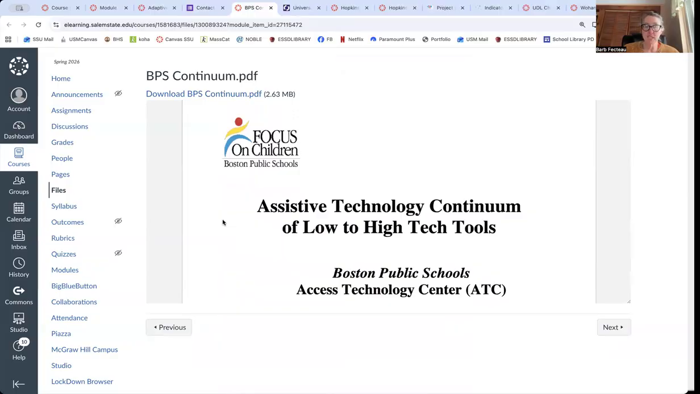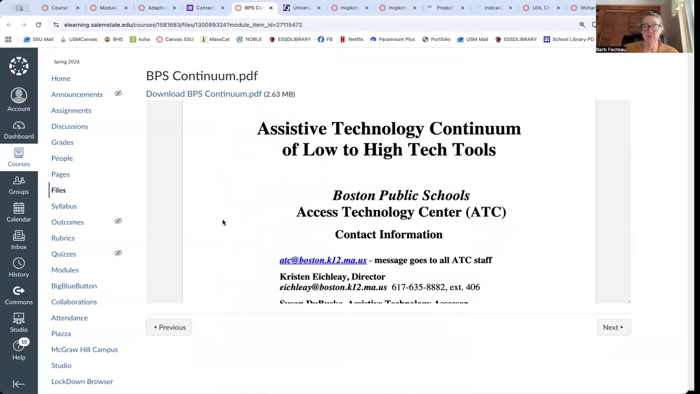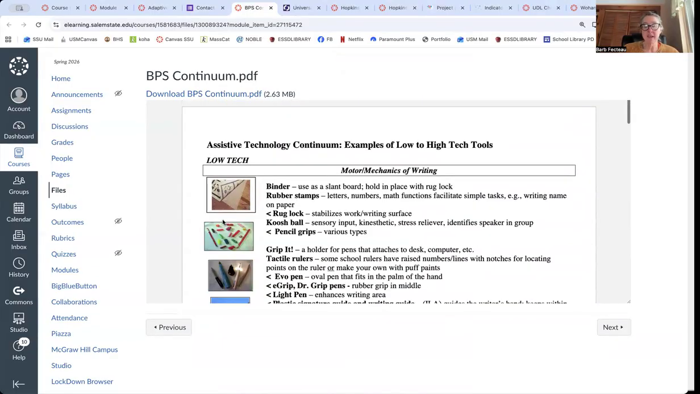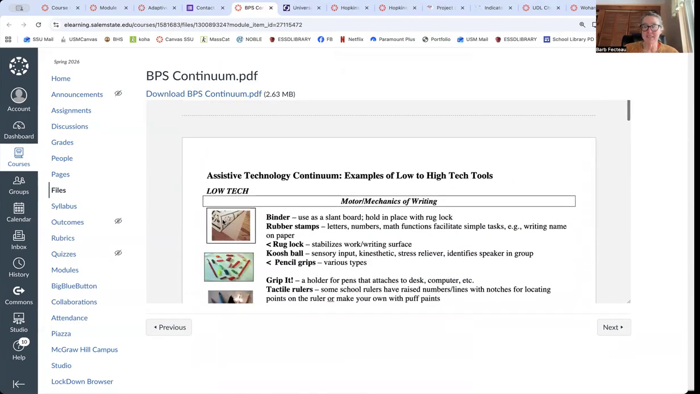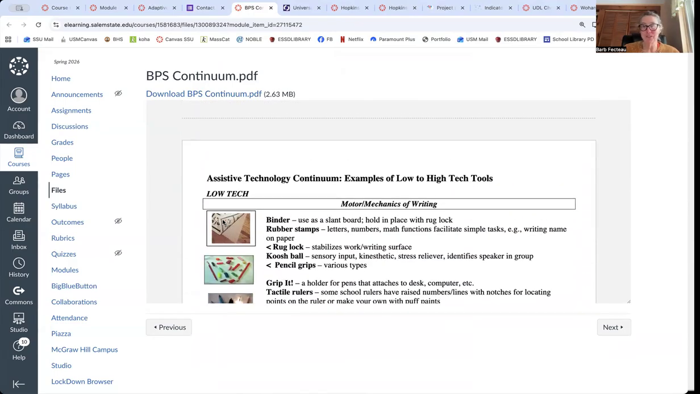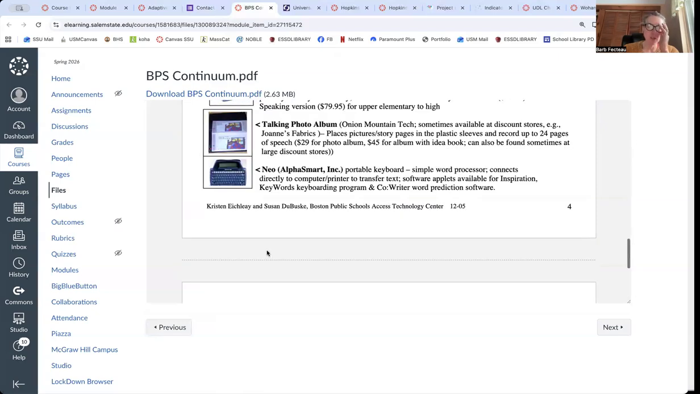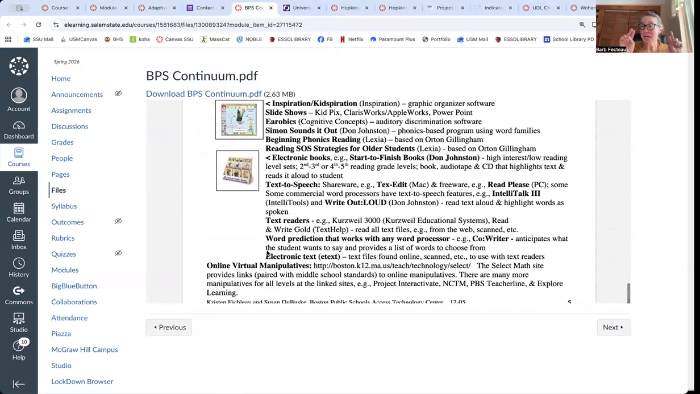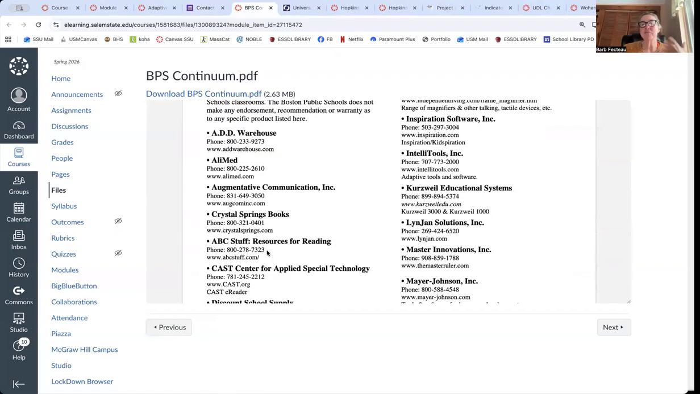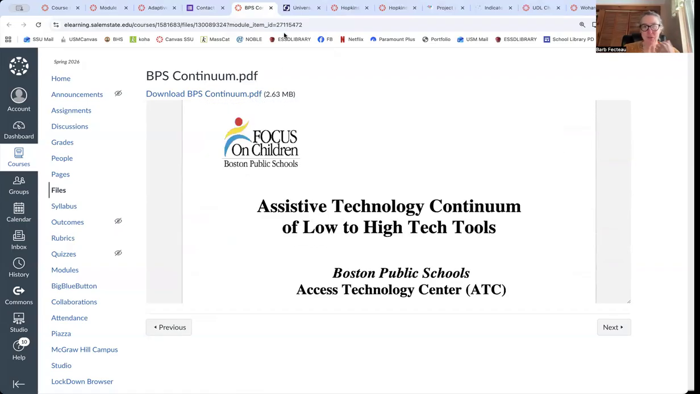The Boston Public Schools continuum of low to high tech tools. It's older, but what's really interesting is the low tech tools, things that you don't even consider being adaptive and assistive tools, and they can work that way. And it goes to more specific ones. And it's funny because as you get to the more specific ones, the high tech ones, these are things that have probably been replaced with something else newer, but the classics remain. So that's something that you can look over if you like.